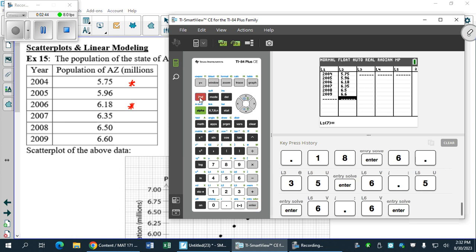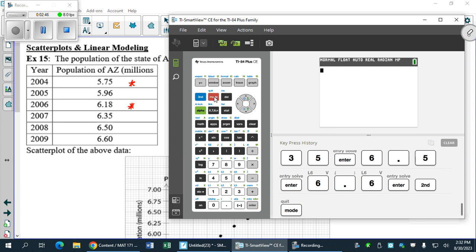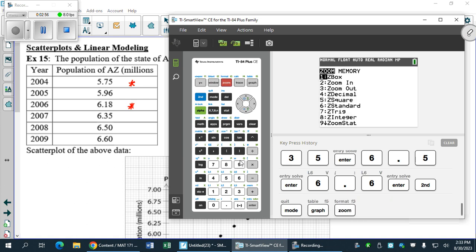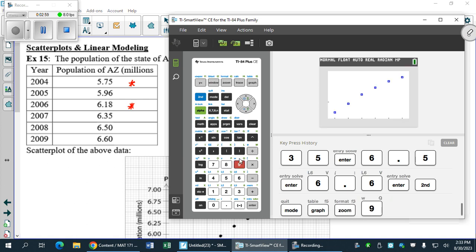After you've got that done, you're going to hit second mode and clear it out. From here, I want you to go to your graph. At this point, you may or may not see it. If you do see it like me, then you're in good shape. If not, hit zoom number 9, and that will bring you up to a stat window, and it should be showing you all of your data points at that point.